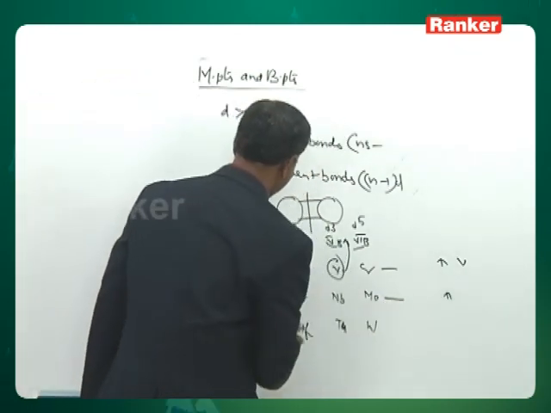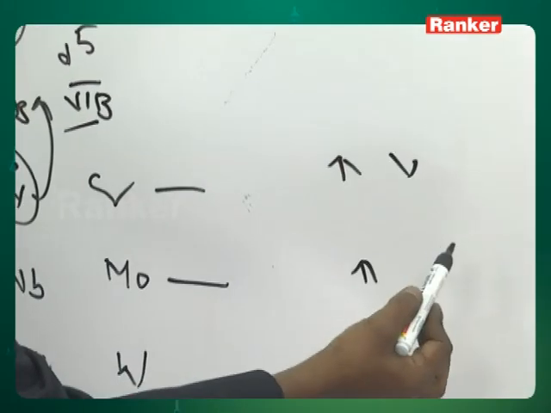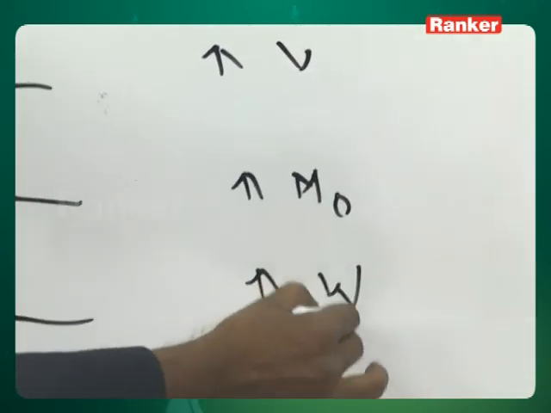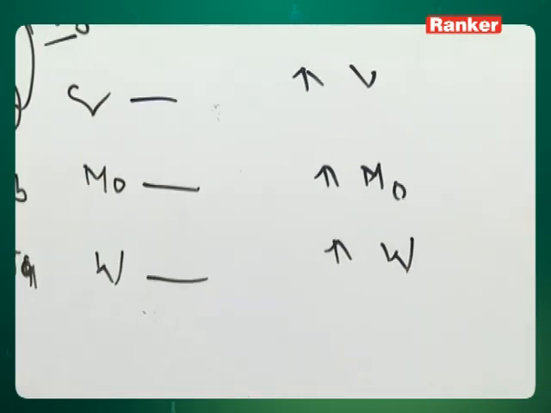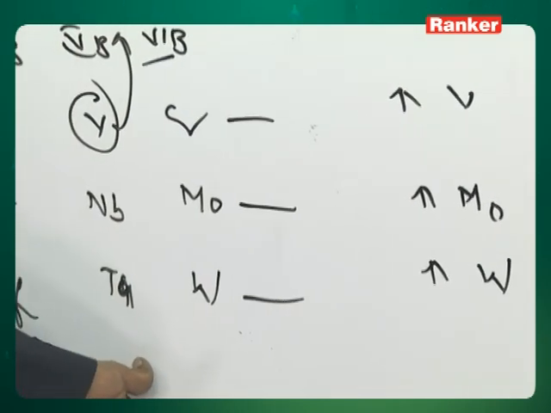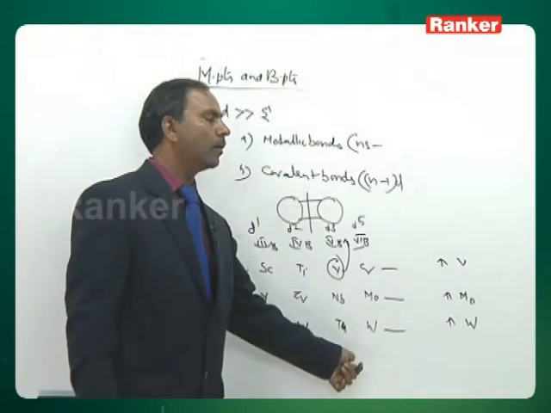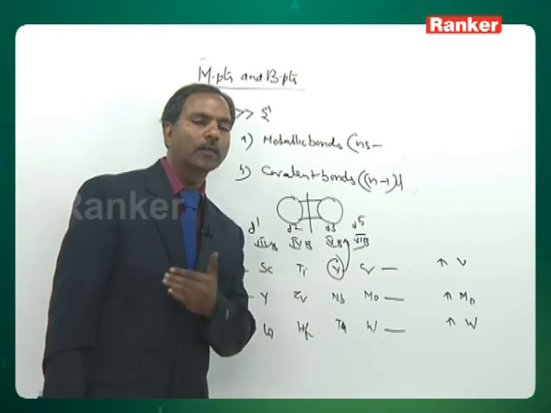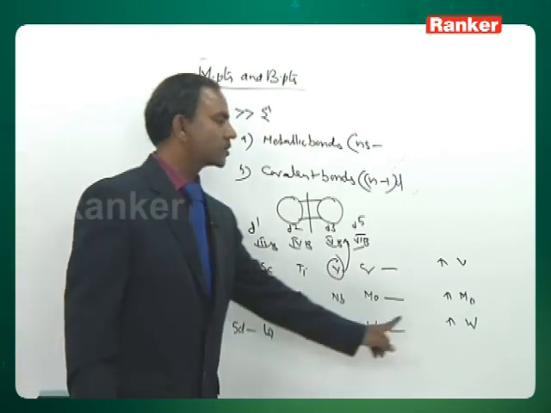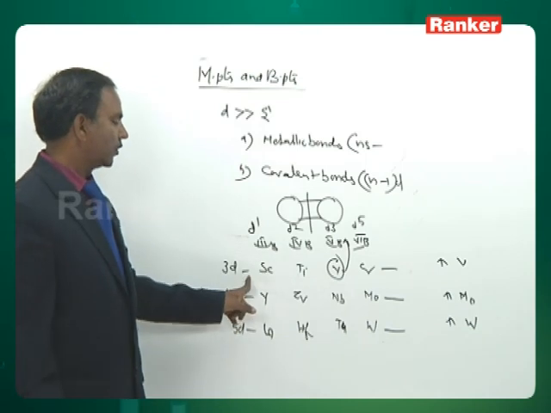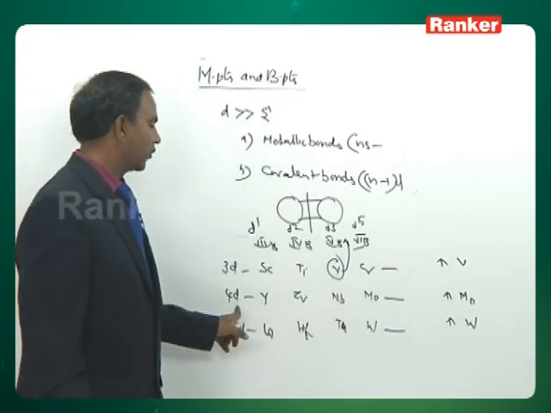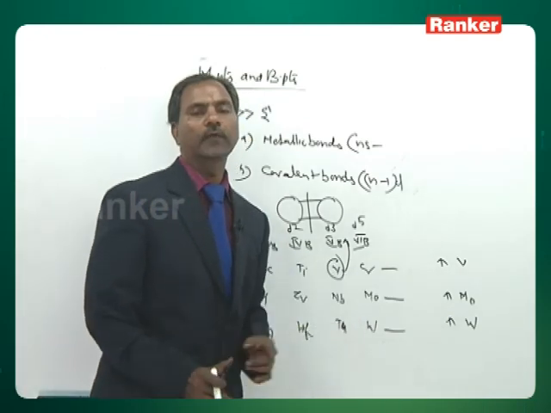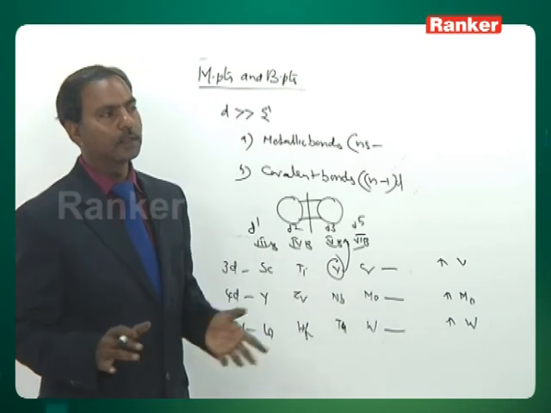In 4d, molybdenum has the highest, and in 5d, tungsten has the highest. I already mentioned that among all the d block elements, or among all the metals, tungsten has the highest melting point, and the lowest is mercury. Highest is tungsten and lowest is mercury. Among 3d, highest is vanadium. Among 4d, highest is molybdenum. Among 5d, tungsten, which has the highest melting point among all the metals.